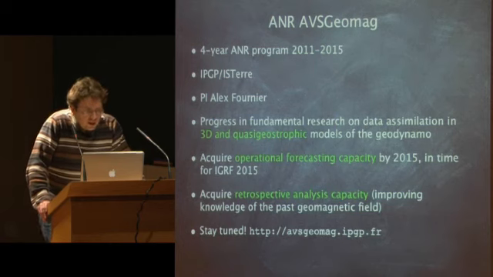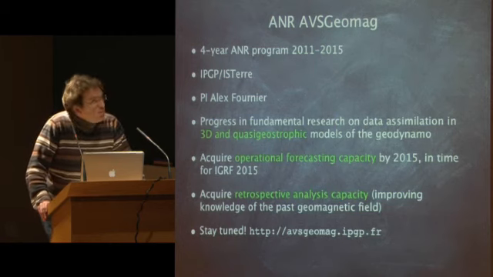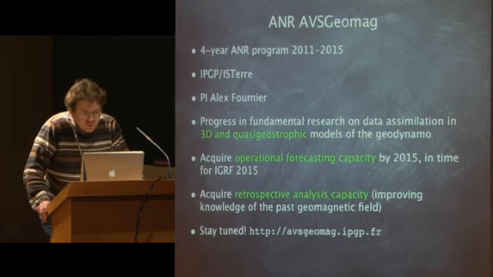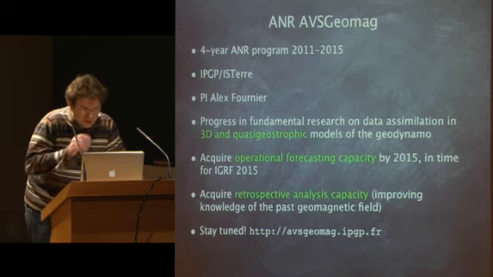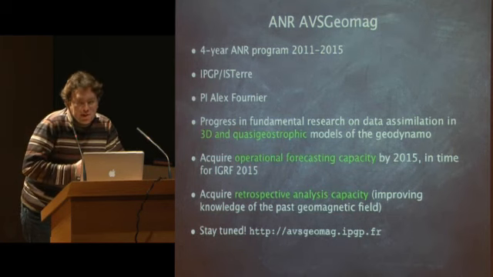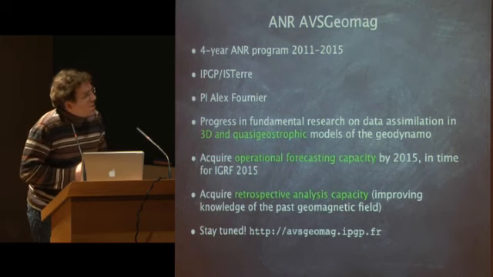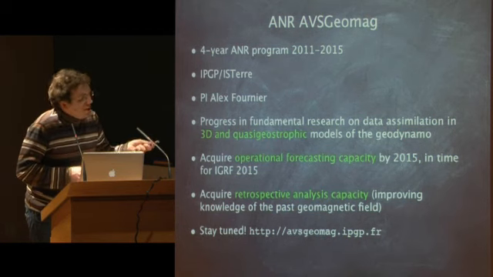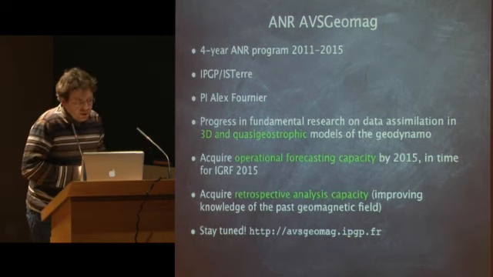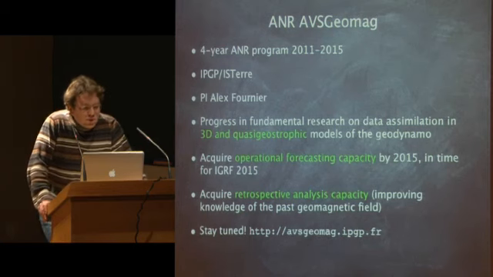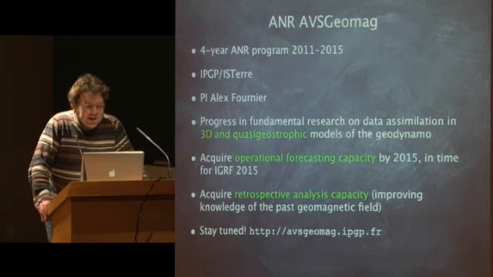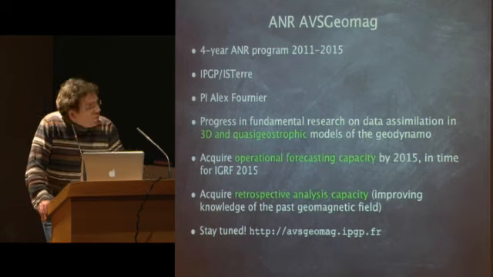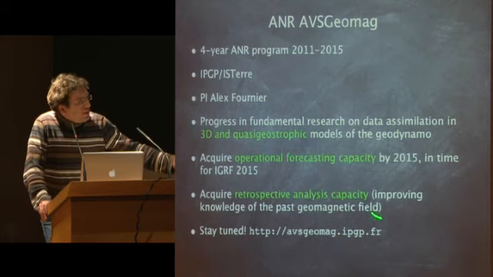We want to acquire operational forecasting capacity by 2015, in time, hopefully, for the next IGRF, which is the time the geomagnetic community gets together in order to produce an actual model of the geomagnetic field for the given year, and also a forecast for the future. And we also want to acquire a retrospective analysis capacity, which uses data assimilation in order to improve knowledge of the past geomagnetic field. So news on this program will be posted on this website.